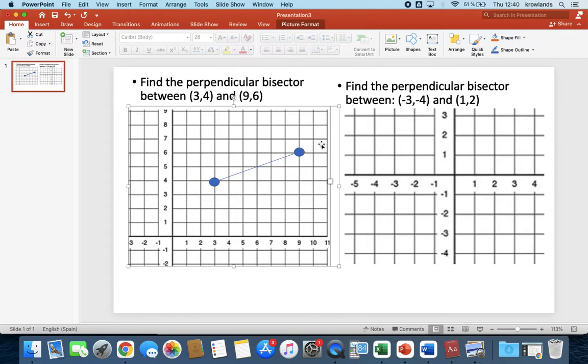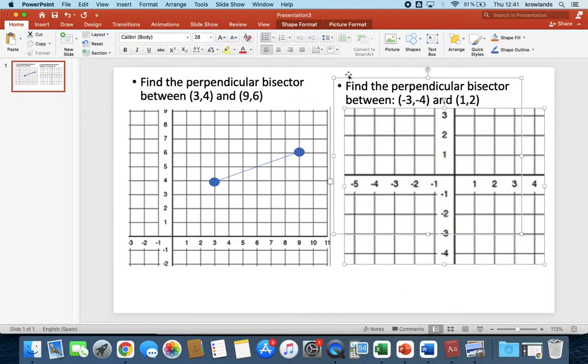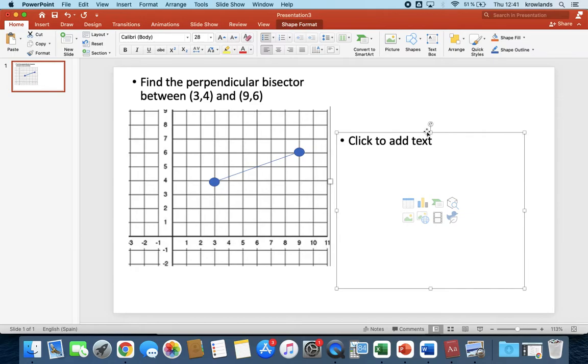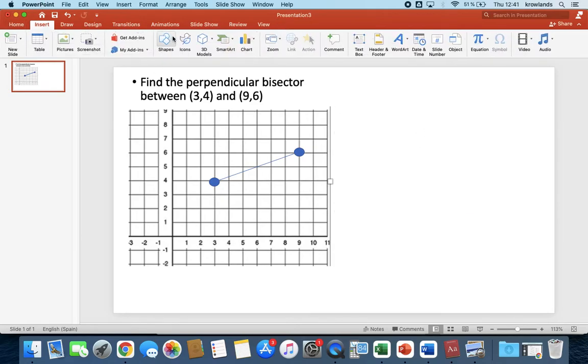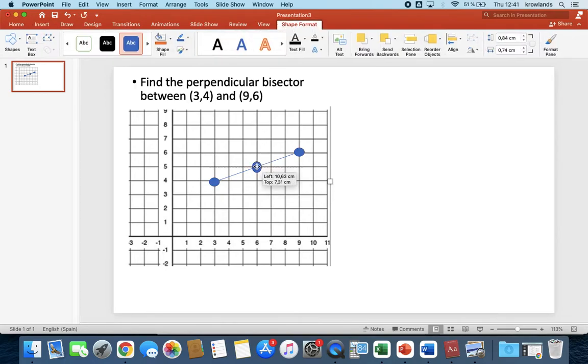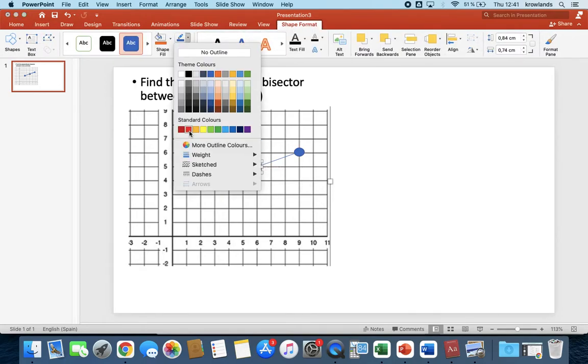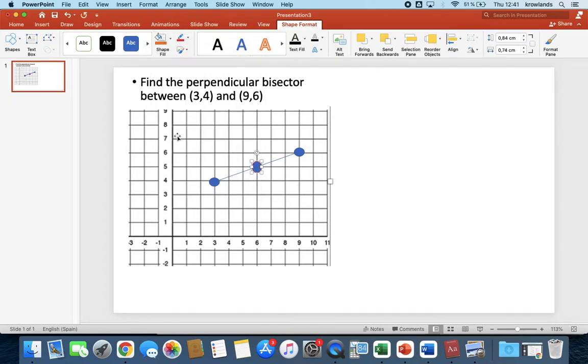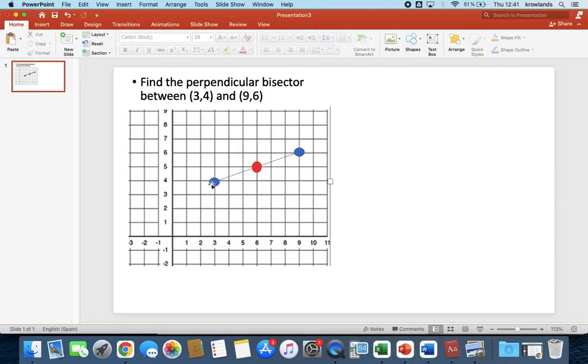Now, you may be expected to work out the midpoint algebraically or using the visual diagram. Visually, you can see that the midpoint is quite easy to calculate. This is because the midpoint is identified as here. This is because it's halfway in between 3 and 9, which is 6, and halfway in between 4 and 6, which is 5. The next thing you'd have to do would be to calculate the gradient of the perpendicular bisector.